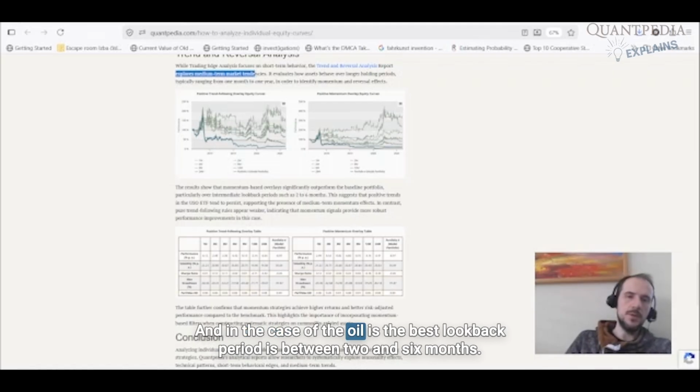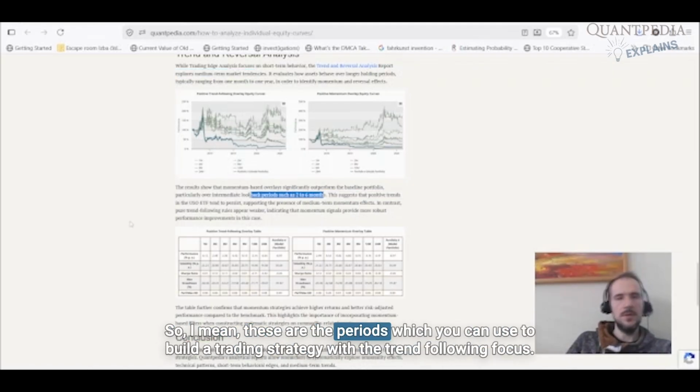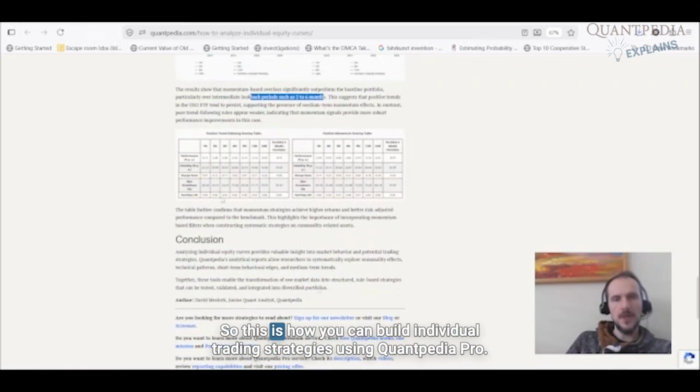And in the case of the oil, the best look-back period is between 2 and 6 months. So these are the periods which you can use to build a trading strategy with a trend following focus. So this is how you can build an individual trading strategy using Quantpedia Pro.